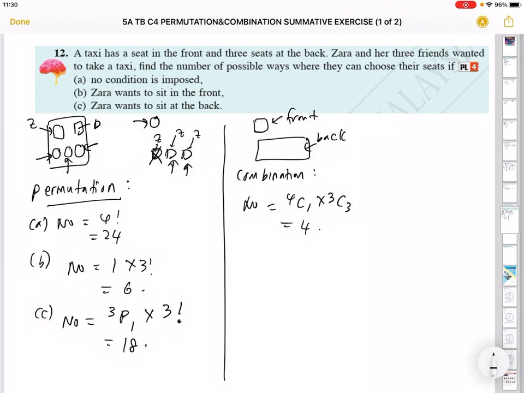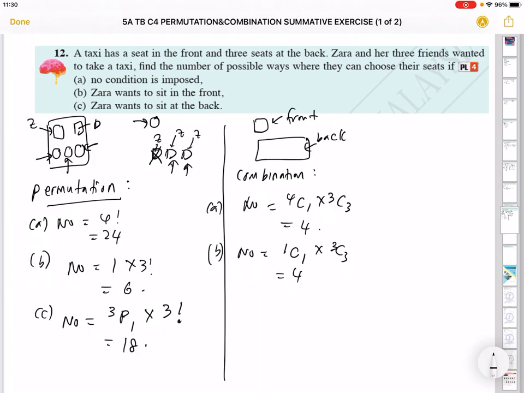This is for part A. I just want you guys to compare. You can discuss with your school teacher and ask which one is actually correct. Because in my opinion, it's supposed to be permutation, not combination, right? Okay, so the next one is, Zara has to sit in front. There's only 1 front seat, put Zara in front, and then again they treat it like all the 3 others have to sit at the back. Yeah, they lump the back seats as 1.